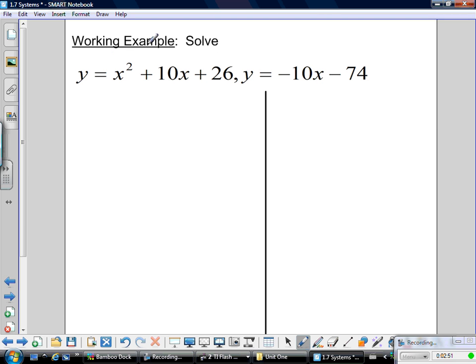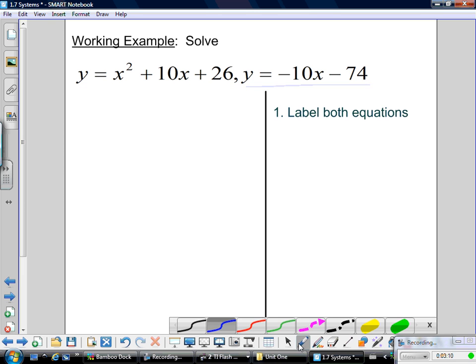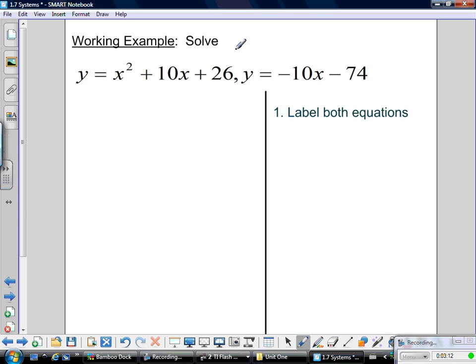So we have a working example and it asks us to solve. You can see we have two equations. Here's y equals the parabola and also y equals a linear line. The first step that we would do is label both equations. So I'm going to call this one 1 and I'm going to call this one 2. Very similar setup compared to when you did it in grade 10.